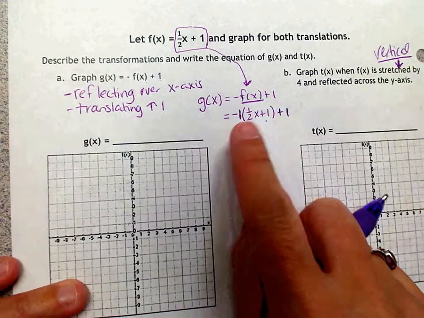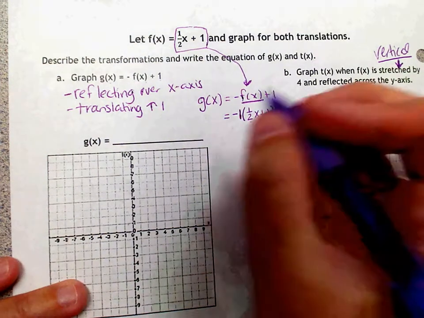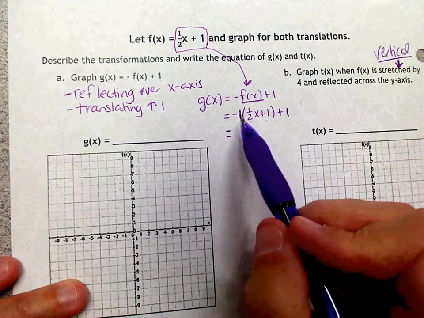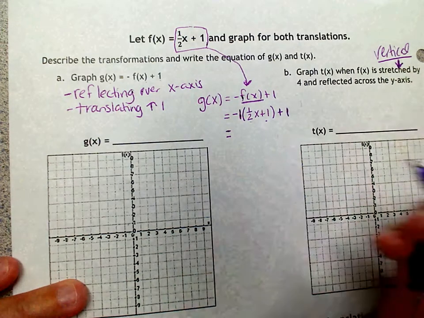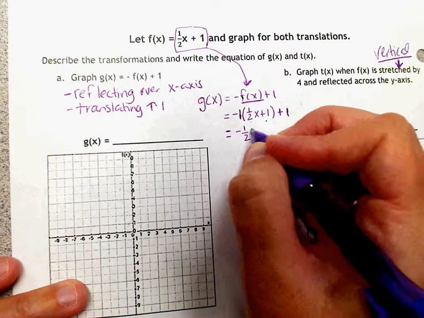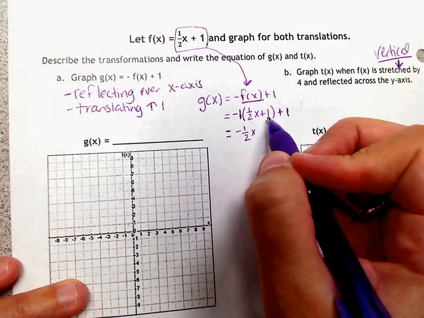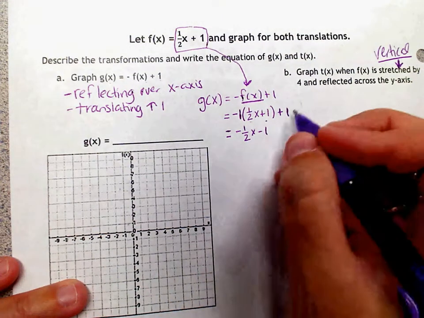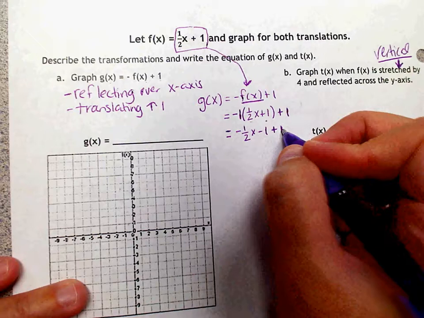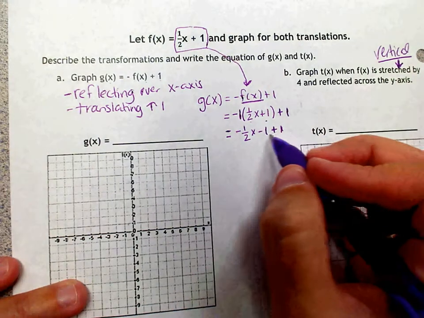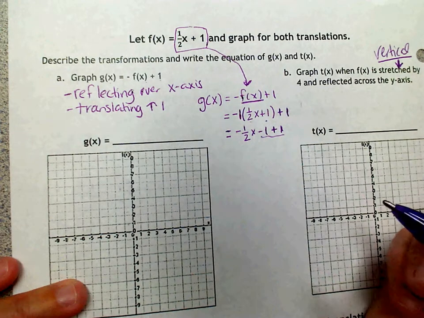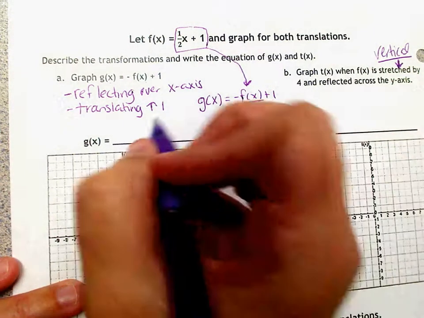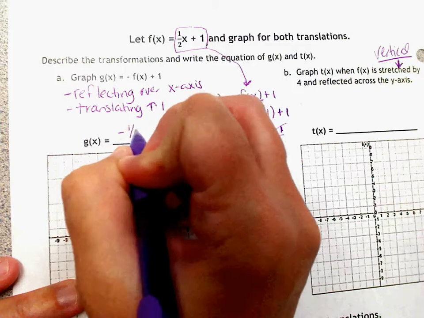So the first thing we have to do is distribute. What happens when you distribute that negative 1? What's negative 1 times 1/2? Negative 1/2. So that'd be x. And what's negative 1 times 1? Negative 1. And then we have to bring down our plus 1. What happens to these? They go to 0. They cancel out. So our equation's negative 1/2 x.